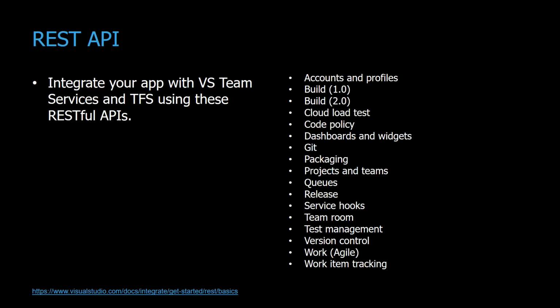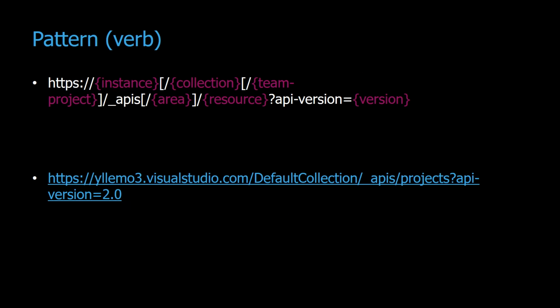We have a link here below, visualstudio.com, docs, and RESTful basics. From there we can see there's a pattern for this entire API, and it's good to have an understanding of this pattern. We can see here it's HTTPS, secure HTTP, and we have an instance. In my case it's Yllemo.visualstudio.com. That's my instance. The collection is the default collection I'm using, and I don't have any team projects tied to this little link here below.